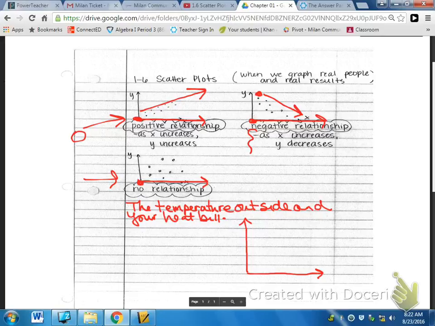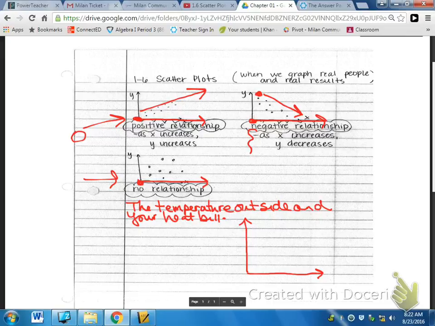Now, before we actually do this and I explain it, I want some of you to come up with an idea in your head. The temperature outside and your heat bill. Anybody want to give their educated guess whether there's a positive relationship, negative relationship, or no relationship? Anybody want to just go out on a limb and say, well, I think it's this? Anybody got an idea whether it'll be positive, negative, or none?